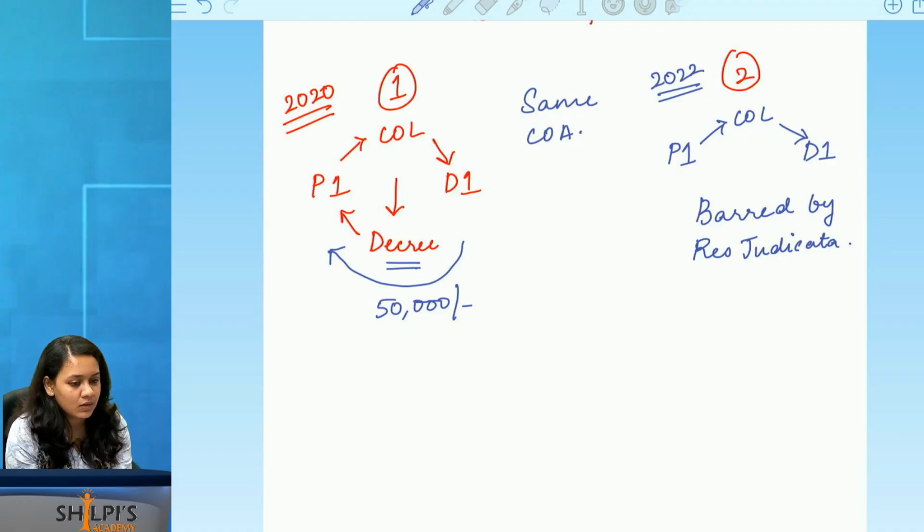Second is, if the cause of action varies, then there is no res judicata here. Every time there's a new cause of action, there's a new suit liable to be instituted. So tell me one thing, income tax. Income tax is paid in what duration? Every year. So for 23-24 we will pay in 24-25. For 24-25 we pay in 25-26.